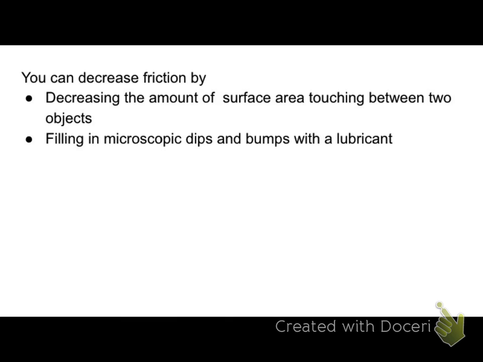And the other thing you can do is you can attempt to fill in those microscopic dips and bumps with some kind of a lubricant. So think about this in terms of if you put soap on your hands, right? Your hands feel more slippery, they slide past each other more easily because all the little grooves and bumps on your hand have been filled in by a layer of soap. The same is true if you add graphite to a bike chain or oil to a car engine. You're filling in all of those dips and bumps so they no longer catch on each other, and as a result, you have less friction.